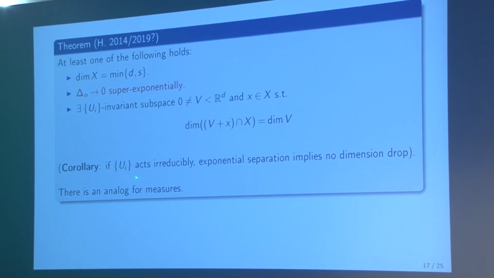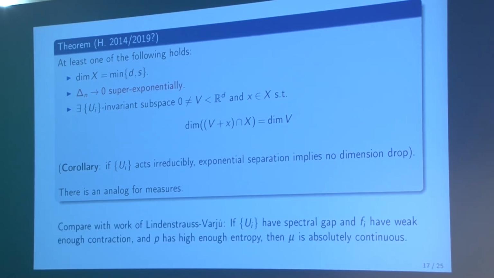As a corollary of this, if the rotations act irreducibly on R^d, then the third possibility isn't possible unless the dimension is already d. That is, unless V is R^d itself. So in this case, when the u_i act irreducibly, you're back in essentially the same statement as in dimension 1, where exponential separation implies that there's no dimension drop.